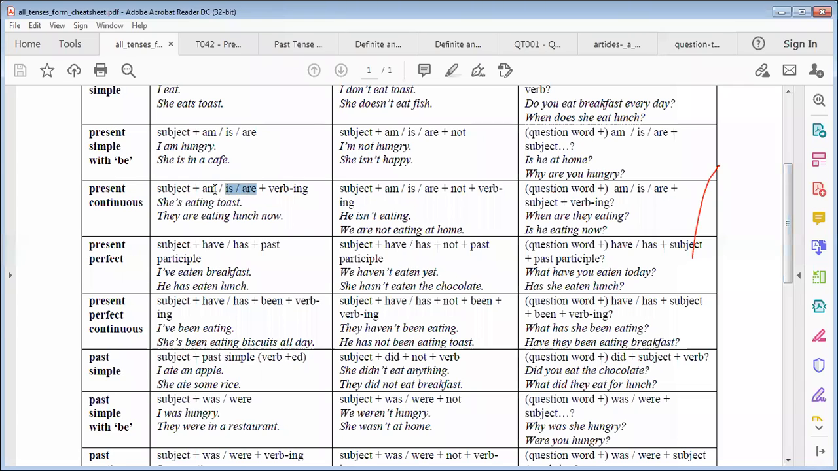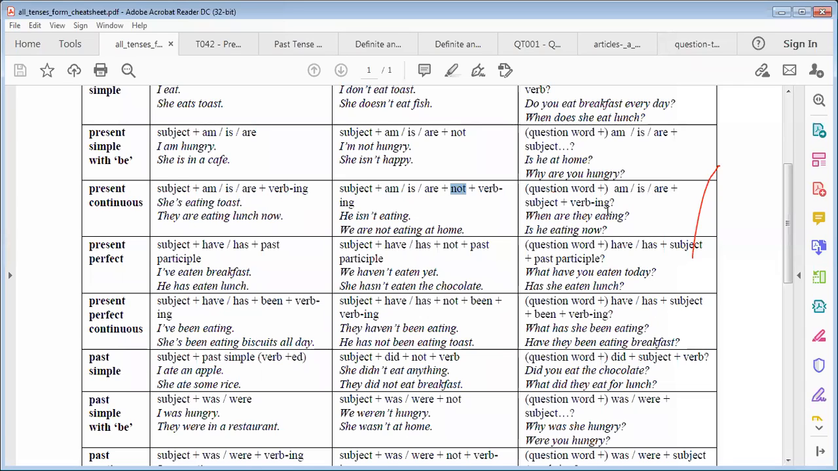Now I'll be using the helping verbs depending on the tense. You have to pay attention to this because subject and verb plus ing form will be common for past continuous as well as future continuous. What is changing is the helping verbs. When the helping verb changes, the tense also changes. For a negative sentence, you're just going to add the negation, that is not, after the helping verb. Question format is exactly the same. You have question word plus am or is or are plus subject plus verb plus ing.